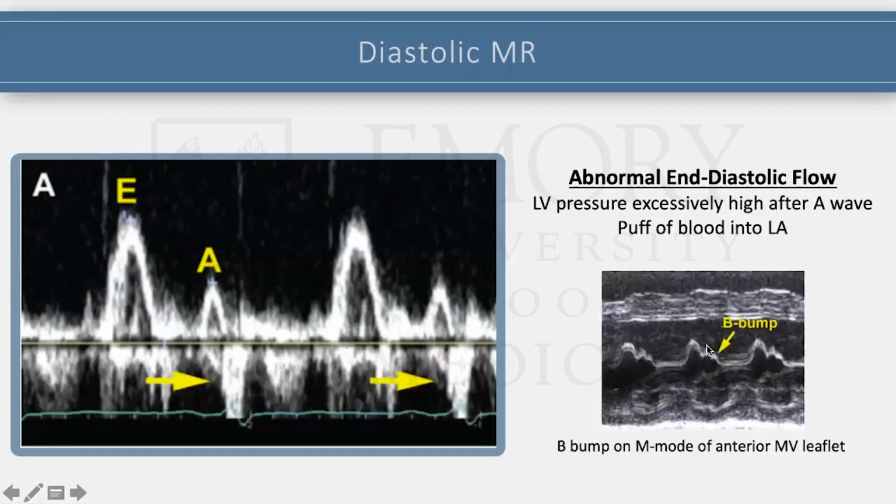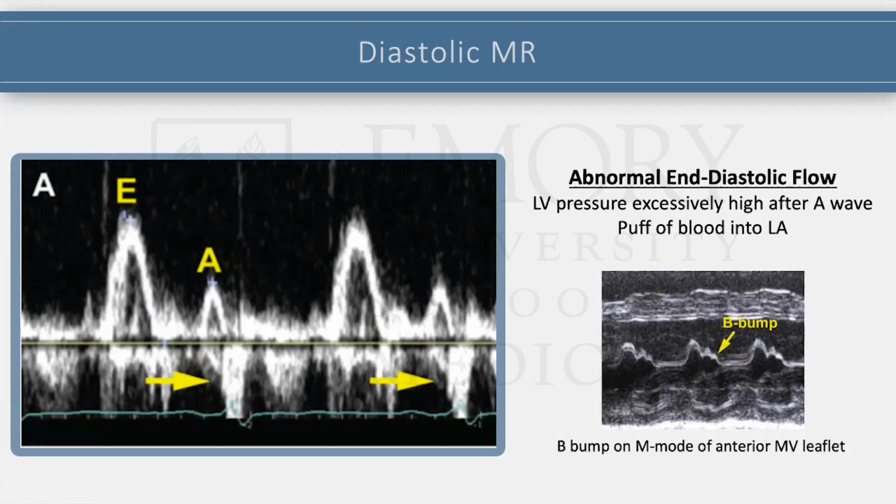For the fans of M mode, that creates this little B bump, which if we're doing M mode across the mitral valve leaflet, is probably reflective of that little puff of blood at the very end of diastole. So an interesting M mode pattern there.